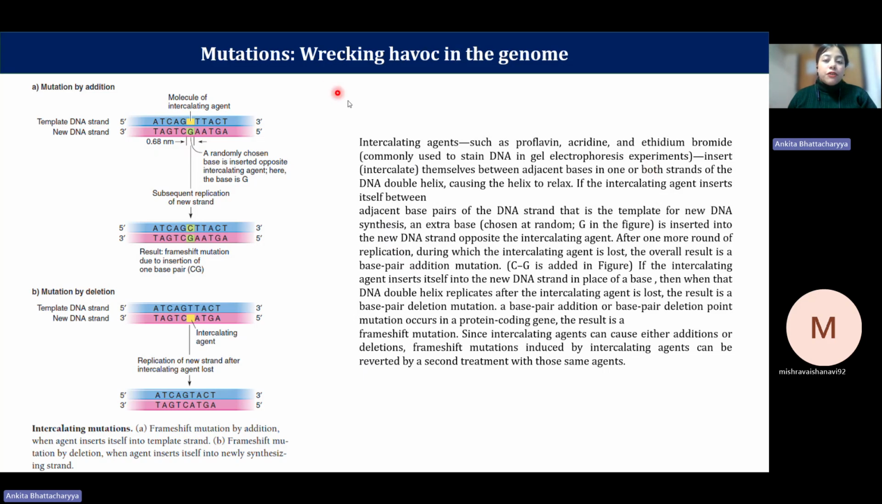Then we talked about different agents which are intercalating in nature. The most common example everyone is usually familiar with involves ETBr, or ethidium bromide, but there are other reagents as well. What they effectively end up doing is causing mutations by the random addition or random deletion of certain bases, which completely alters the base sequence in subsequent generations.